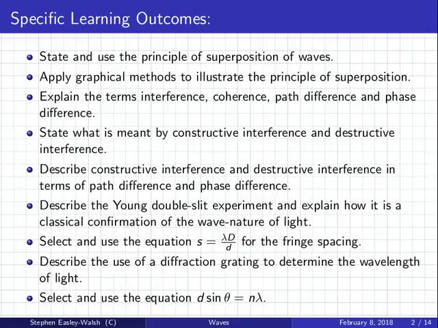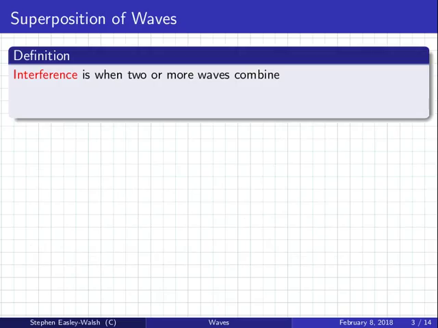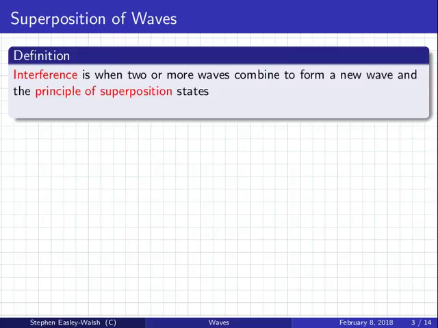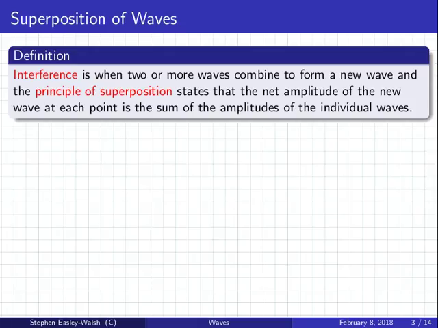When 2 waves come together. Vroom. Yeah, 2 waves come together and what happens? A new wave, bigger, yeah, or it could actually be smaller. The amplitudes add when they meet, the heights add. So interference is when 2 or more waves combine to form a new wave. And the principle of superposition states the new amplitude at each point is the sum of the amplitudes of the individual waves.